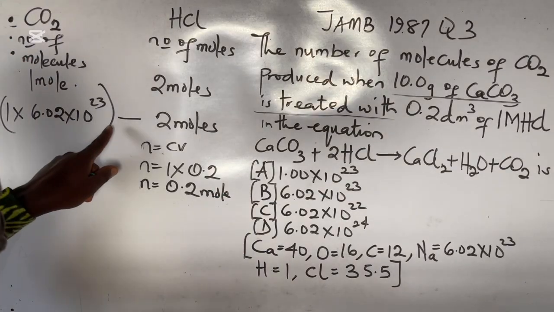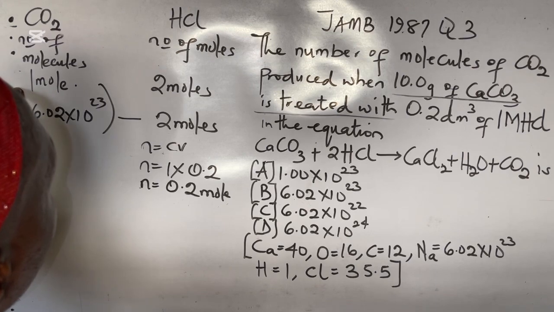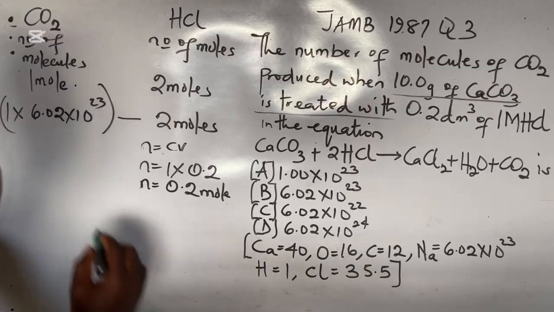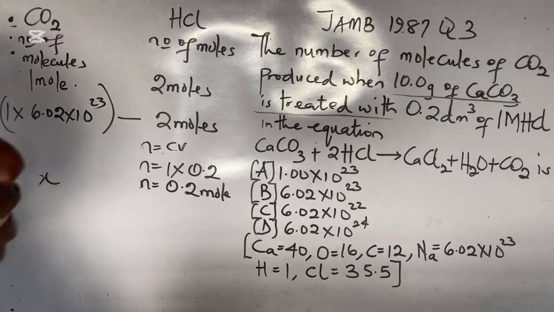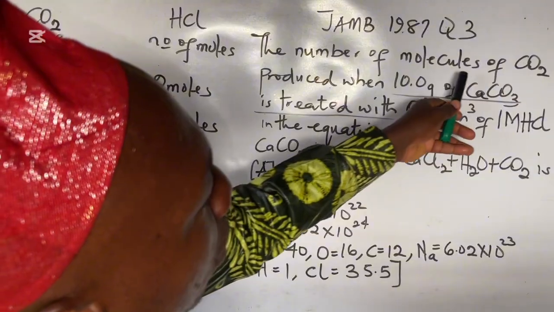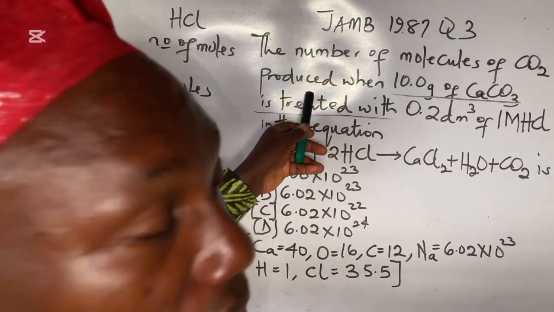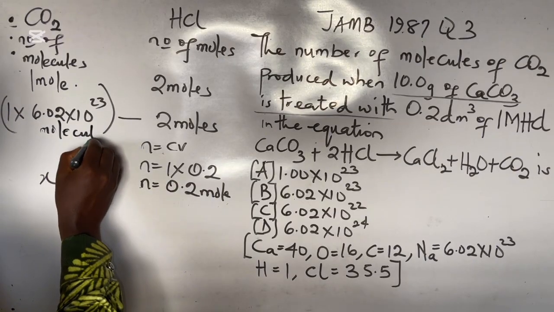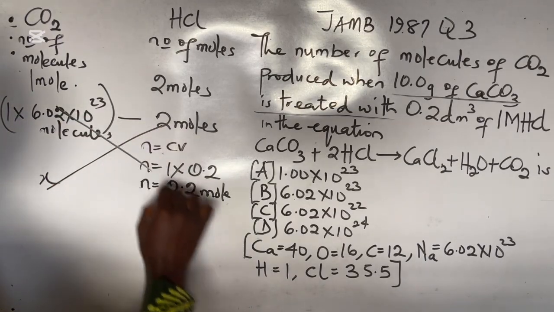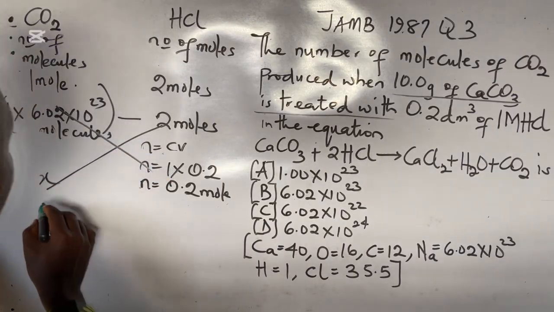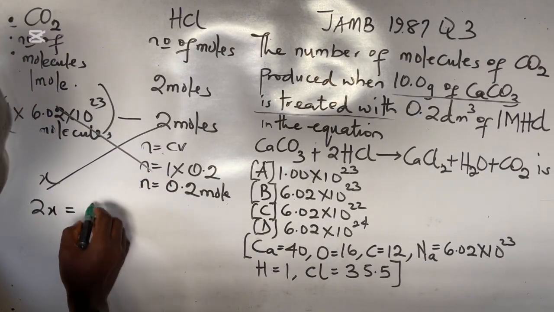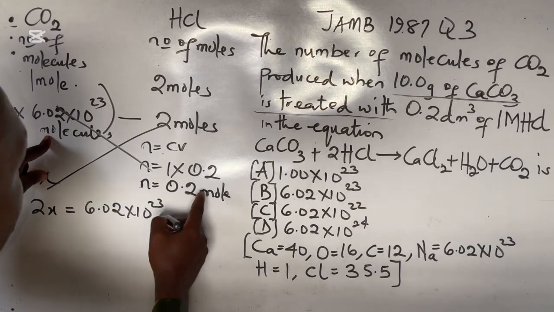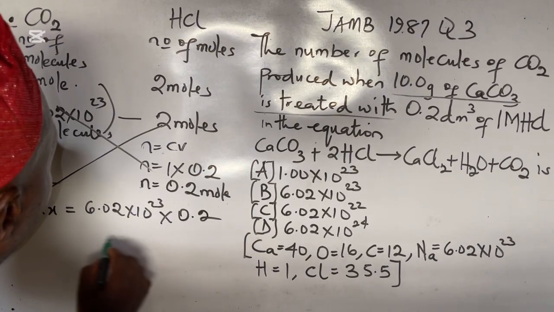So when we go back to the question, 6.02 times 10 raised to the power 23 gives 2 moles. Then 0.2 mole gives X. That is what the question asks us to find: the number of molecules of CO2 produced. So this is molecules. We cross multiply, and we have 2x equals 6.02 times 10 raised to the power 23 times 0.2.